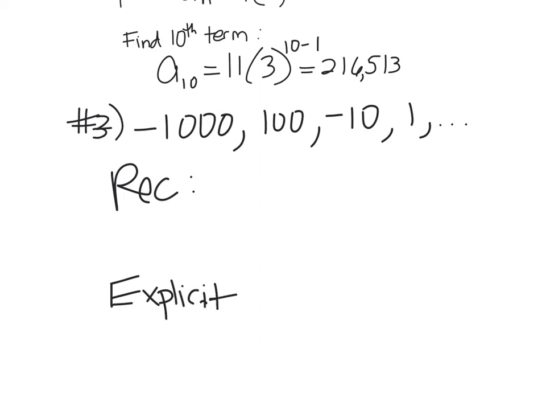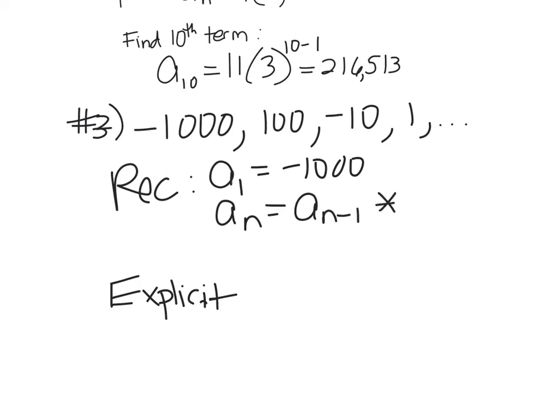Recursive and explicit. You want to try it? Or is it a little tricky? Might be a little tricky. Yes, negative 1/10. Did you say 1/10? Yeah. Okay, so a sub 1 equals the first term. You'll get a point for that on your quiz, so write that down. And then a sub n equals the previous term times, and let's say you're not sure what it's multiplying by. What you can do is take the second term, divide it by the first term.